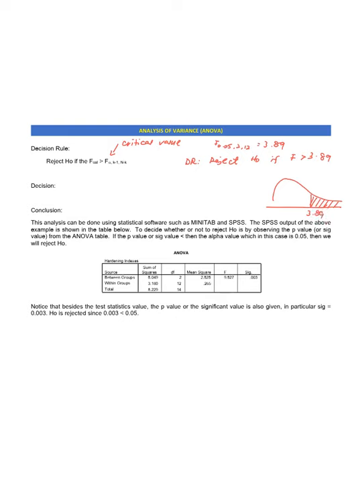So our calculated F is equal to 9.528, which falls in the rejection region. So here our decision is we're gonna reject H0, since F calculated is greater than 3.89. So the conclusion is, since we reject the null hypothesis, we can say that at least two means are different.